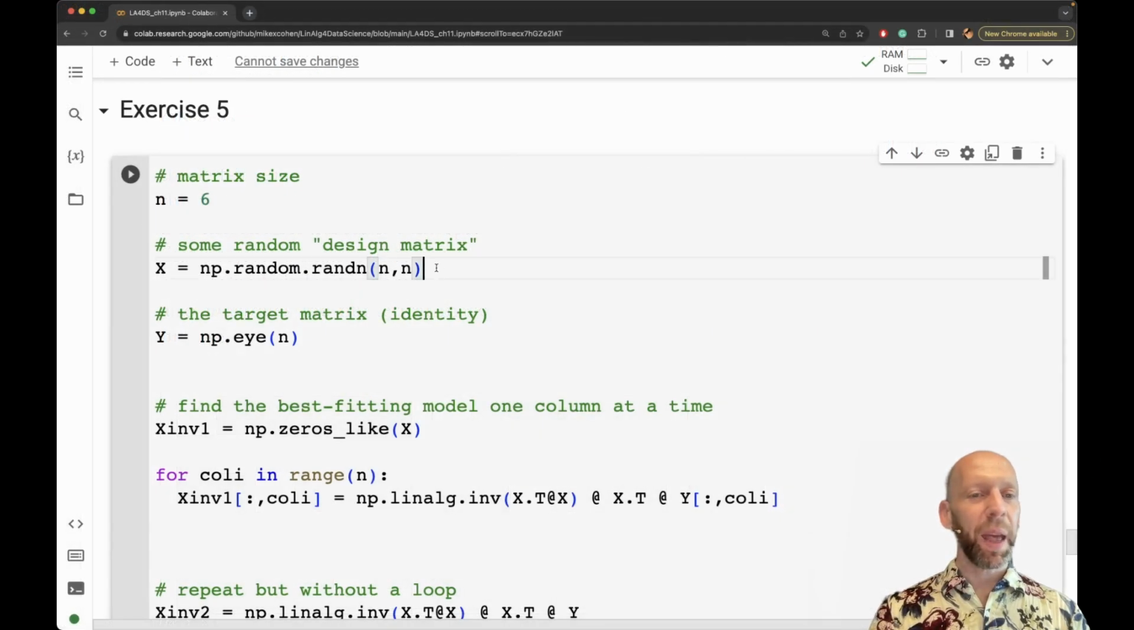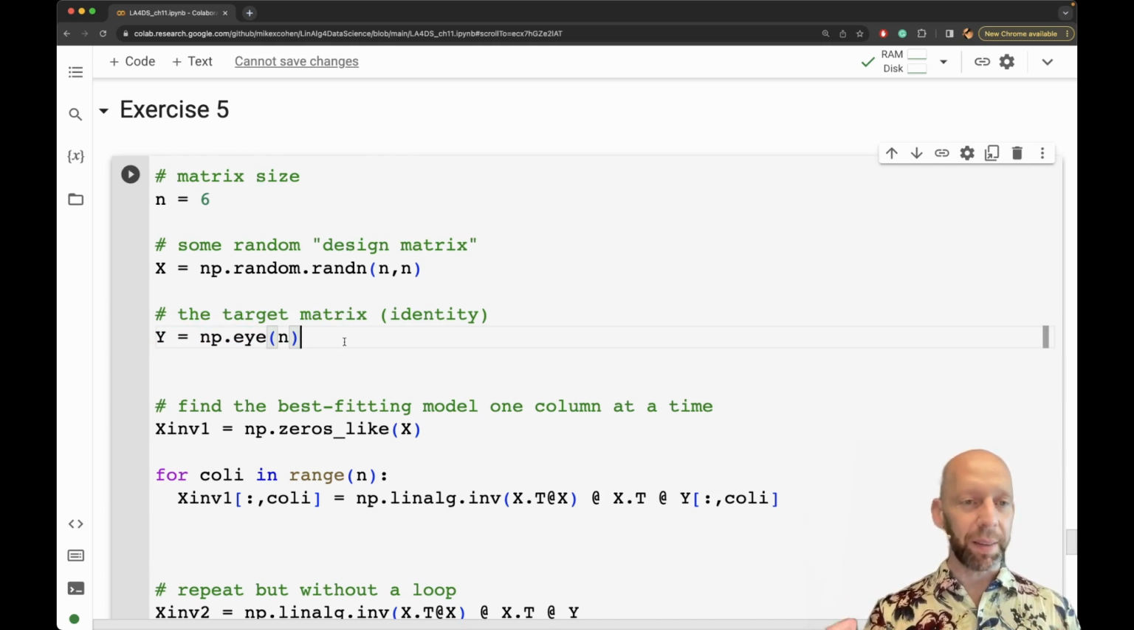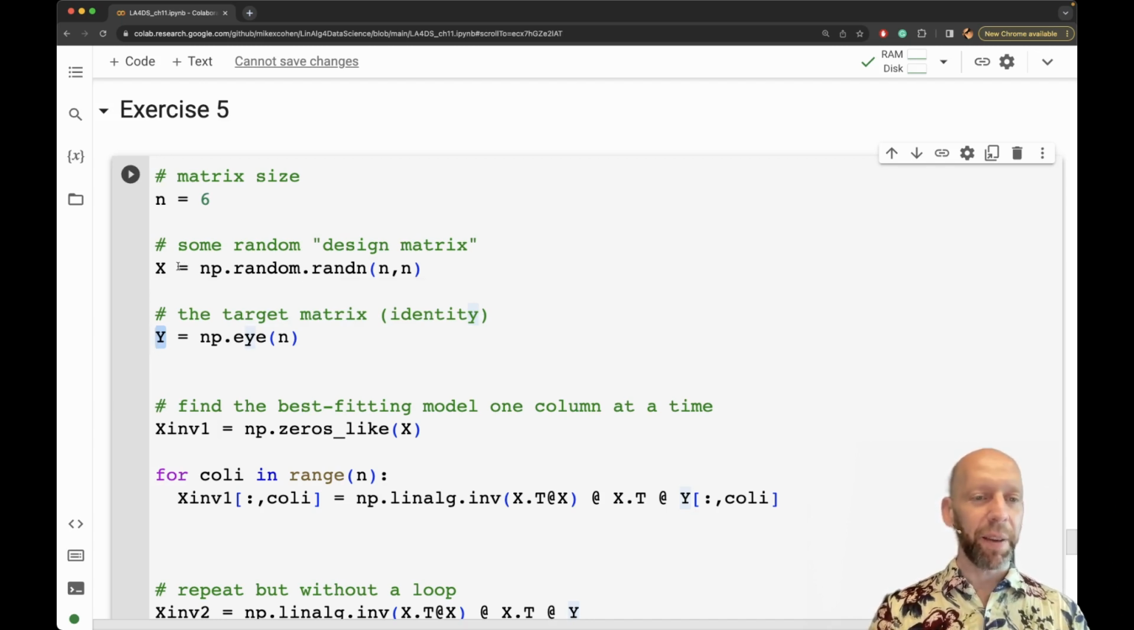So here I'm creating a design matrix. It's a random 6 by 6 matrix of random numbers. But in the context of least squares, we are thinking about this as a design matrix. Similarly, this is the target matrix. You can think of this as the observed data. But in practice, this is just the identity matrix. And what we want to solve for is the matrix of coefficients that will transform X into Y. It'll give us predicted values, which are actually the identity matrix. And of course, that matrix of unknown coefficients is the inverse of X.